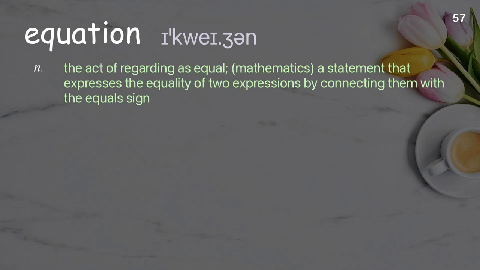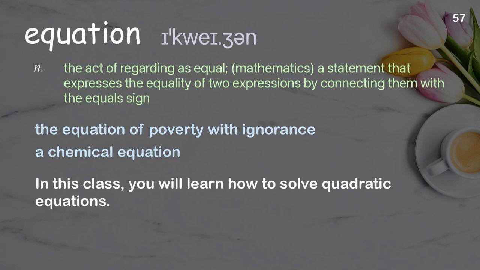Equation. The act of regarding as equal; mathematics, a statement that expresses the equality of two expressions by connecting them with the equal sign. Examples: the equation of poverty with ignorance, a chemical equation. In this class, you will learn how to solve quadratic equations.